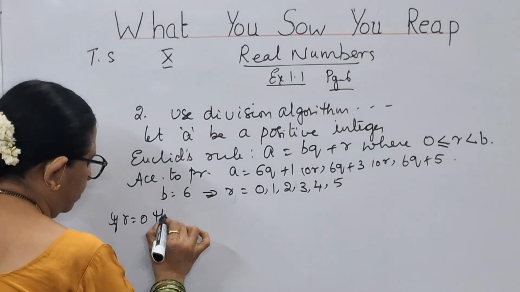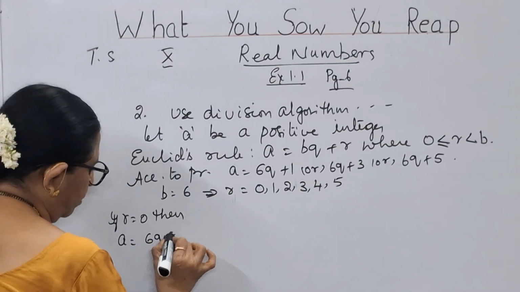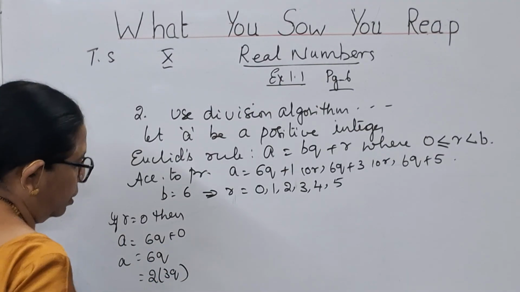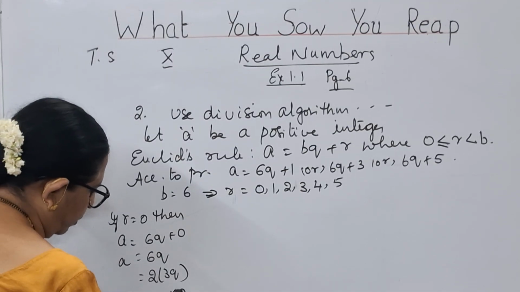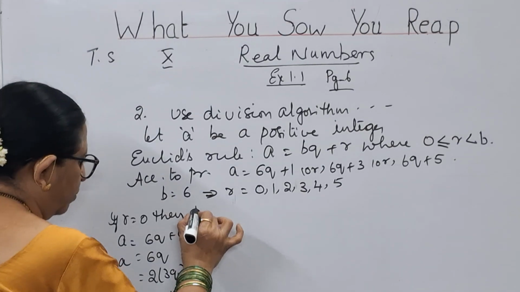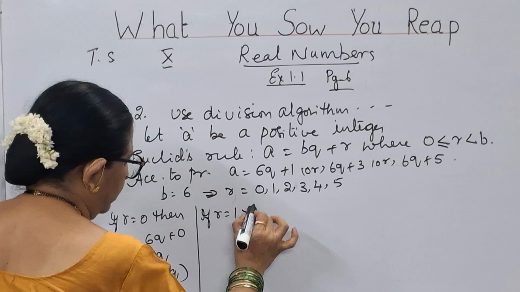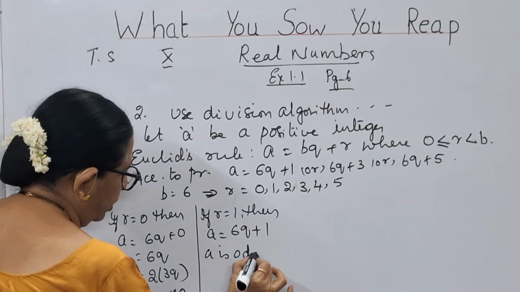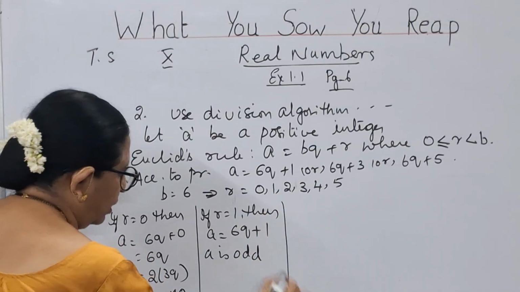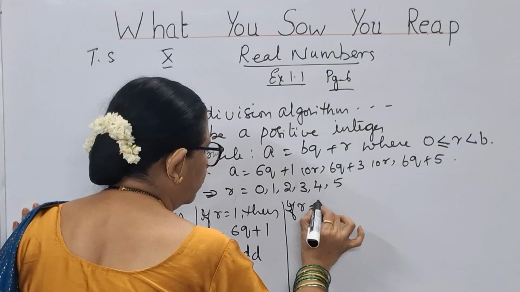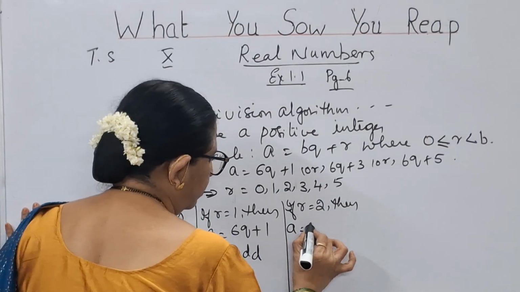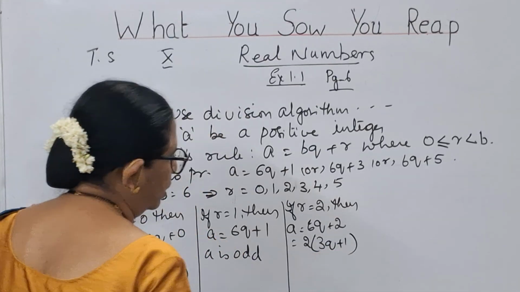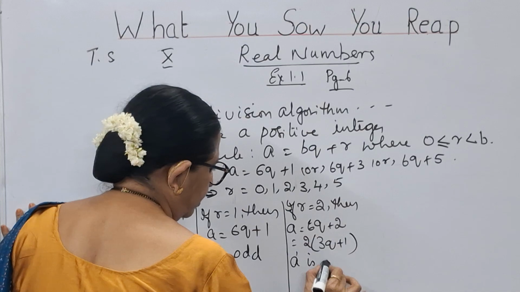If r is equal to 0, then a is equal to 6q plus 0. That means a is equal to 6q. 6q can be written as 2 into 3q. 2 into some number is even. So you are going to get a is even. Now, if r is equal to 1, then a is equal to 6q plus 1. Definitely a is odd, since 6q is even, 6q plus 1 is odd. Next, if r is equal to 2, then a will be equal to 6q plus 2. In this case you can take 2 as common, 3q plus 1 you will be getting. Multiple of 2 is nothing but a is even.